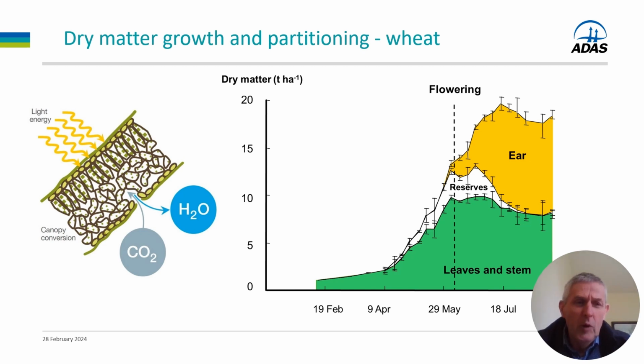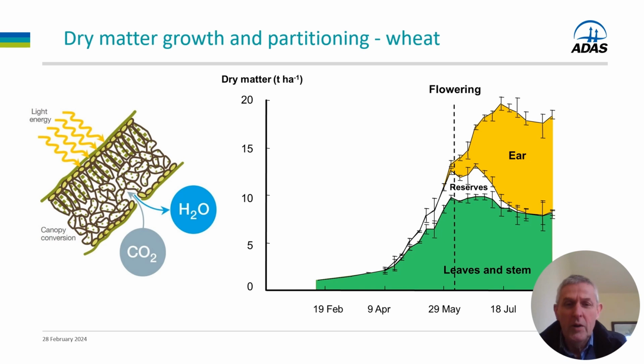So yield is formed by photosynthesis. On the left-hand side, this is a cross-section through a cereal leaf. Light energy from the sun is arriving on the left, it's penetrating into the leaf. It's intercepted by chlorophyll, which sits within chloroplasts, which are the little green dots within the leaf. And the photosynthesis drives the absorption of carbon dioxide, which is fixed in carbohydrate, and water through transpiration is lost in the process.